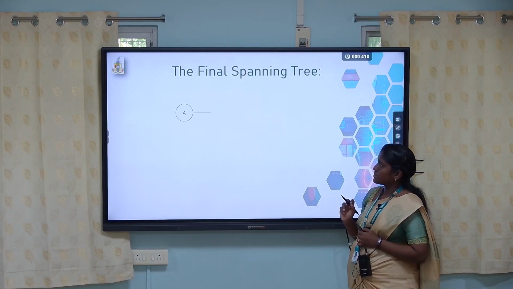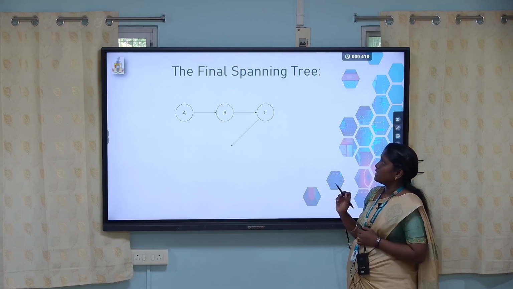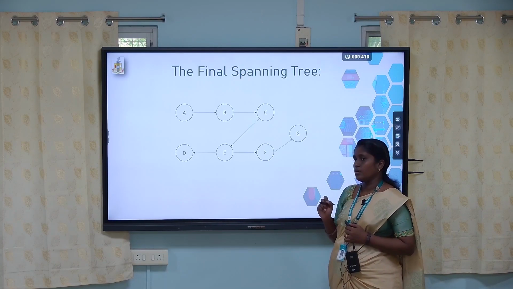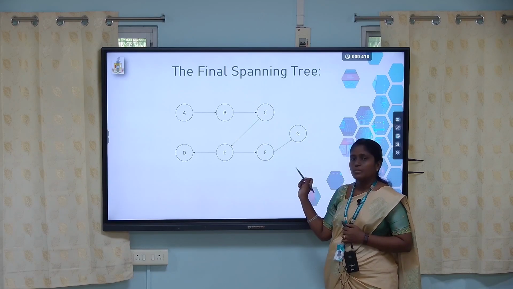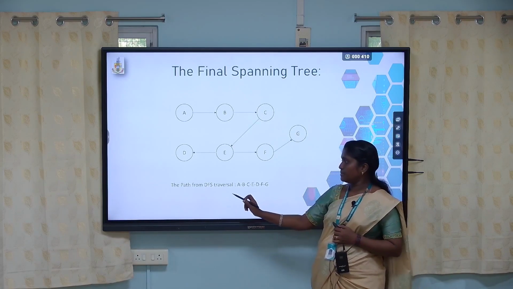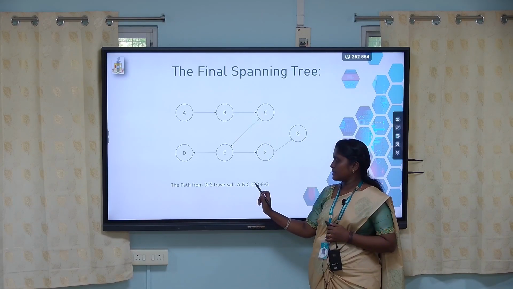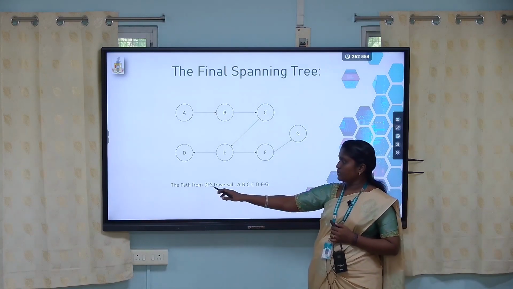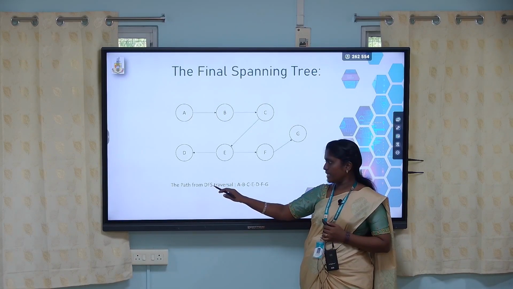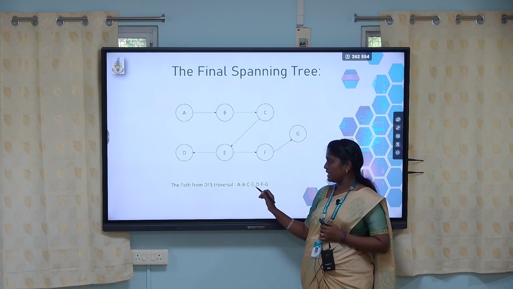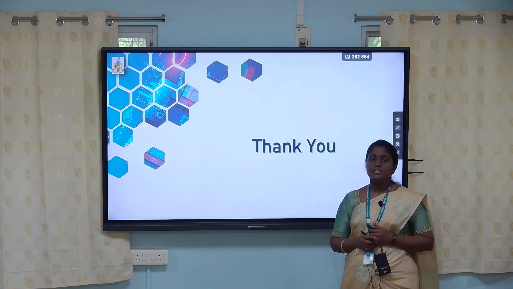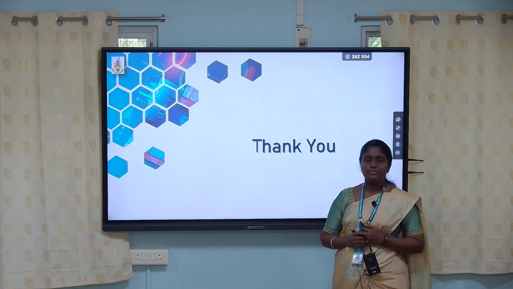and this is your path from A to G. This is the spanning tree which gives you the minimum number of edges between the vertices, and the path from the DFS traversal would be A, B, C, E, D, F and G. So, the path generated by DFS traversal is A, B, C, E, D, F and G, and recursion occurs at D.